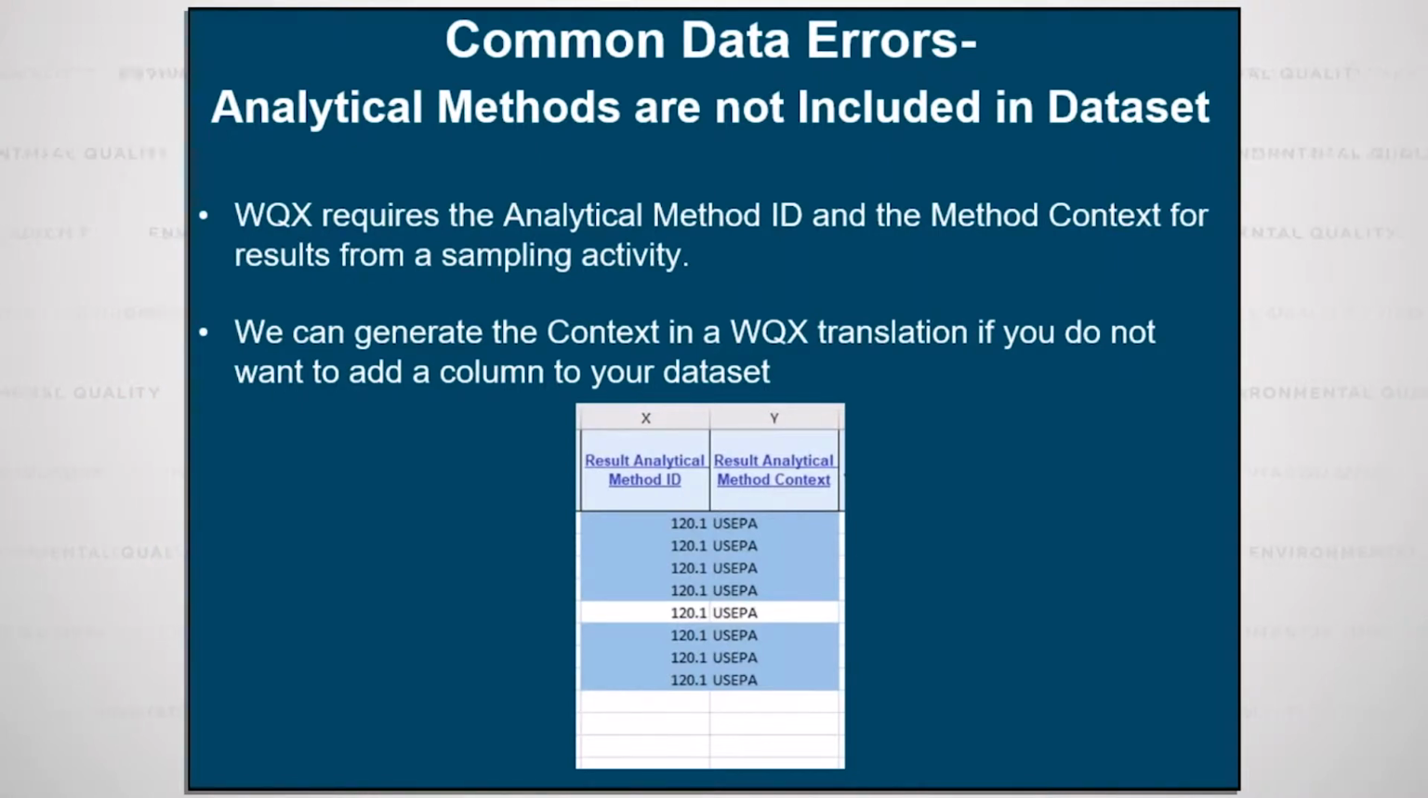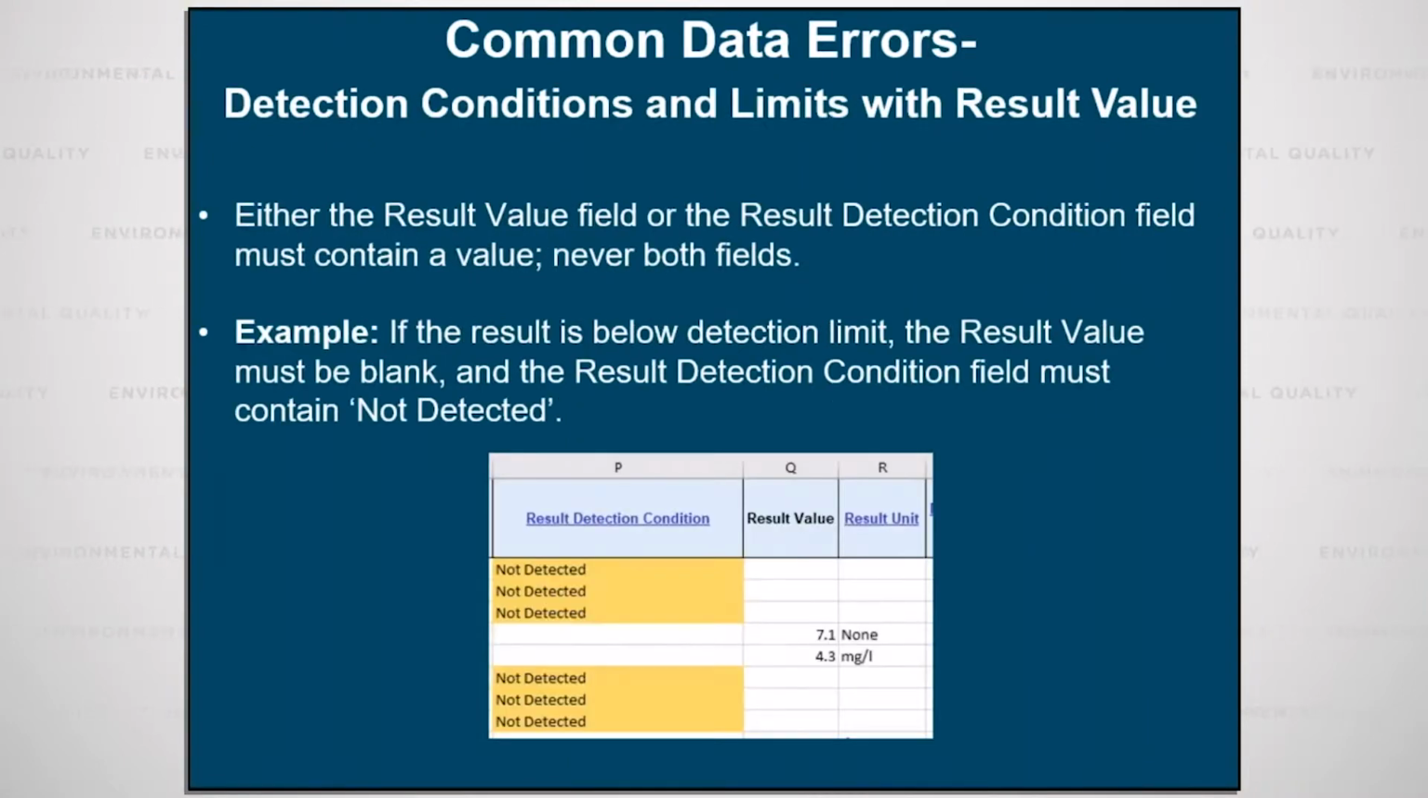An example of an analytical method ID and a context is the number of the process and then the agency that approves or created that process. So, US EPA 120.1. 120.1 is the analytical method ID. US EPA is the context.